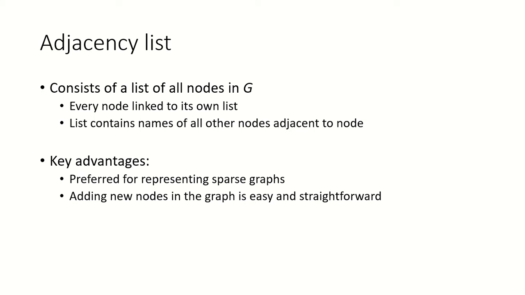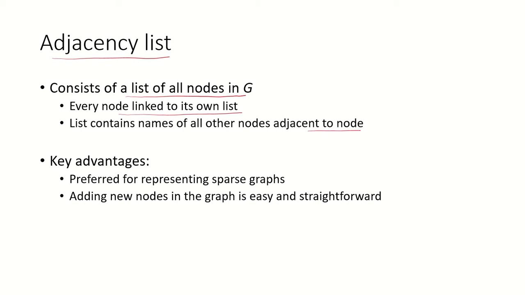So a better way of representing these kind of sparse graphs is adjacency list. This consists of a list of all nodes in the graph, and every node is then linked to its own list. Now the list of each node contains the names of all the nodes which are adjacent to a given node.